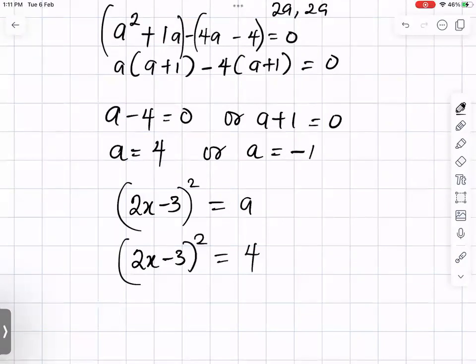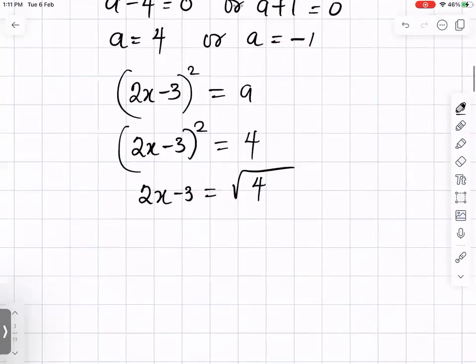So I will just have to take the square root of both sides, that is 4, which gives 2x - 3 equals the square root of 4, which is positive or negative 2. So we have 2x - 3 is equal to plus or minus 2.